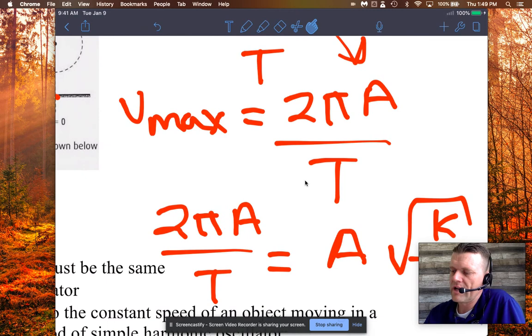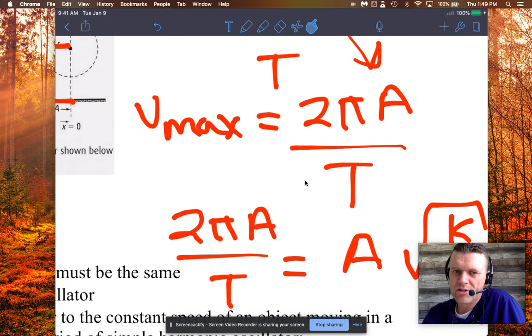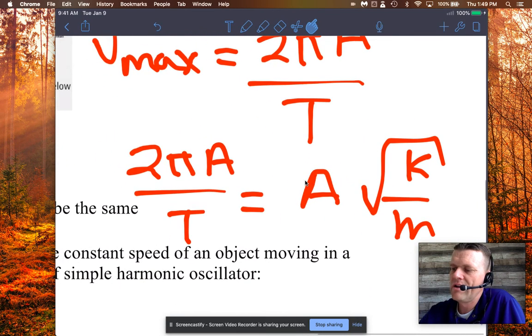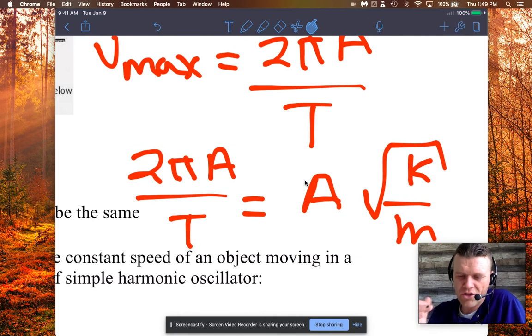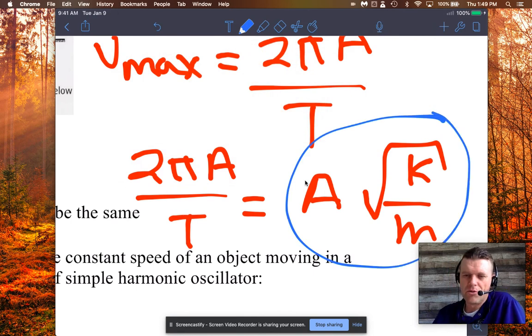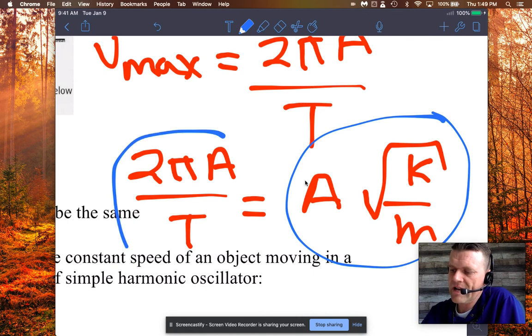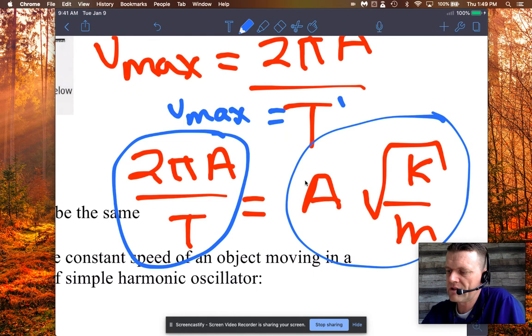Now what I can do is I can say, fine, if I can express Vmax, and this one's on your formula sheet, you can express Vmax as 2 pi A over T, then that means that I can make that equal to the formula that we just derived earlier, which is this guy right here, okay? Or sorry, not amplitude. The maximum velocity is equal to the amplitude multiplied by the square root of k over m. So setting these two formulas equal to each other, I'm really saying that Vmax is equal to Vmax.